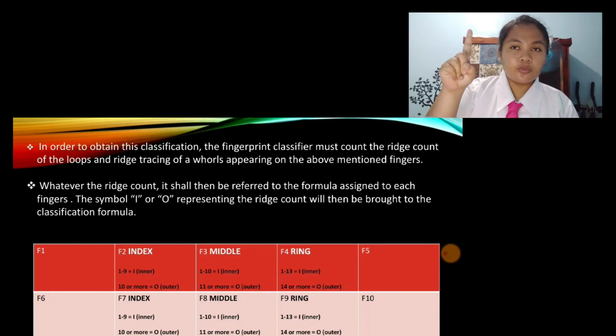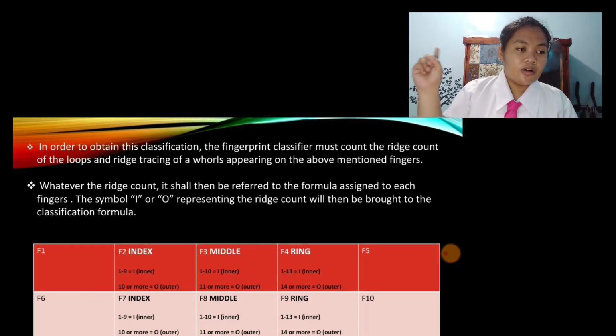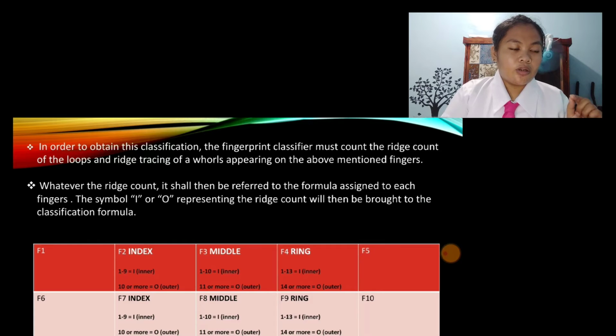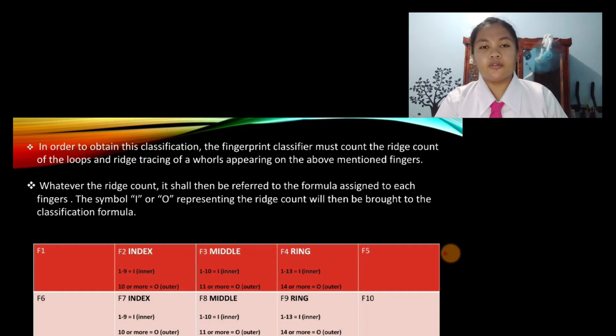So finger number 2, which is the right index: if the ridge count of the loop pattern of the index is 1 up to 9, it is inner, while if the ridge count is 10 or more, it must be outer. So capital letter O for outer and capital letter I for inner, as well as the finger number 7. 1 to 9 is inner, while 10 or more is outer.